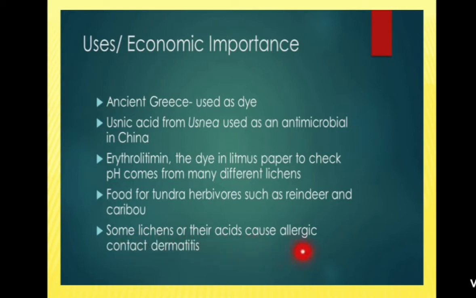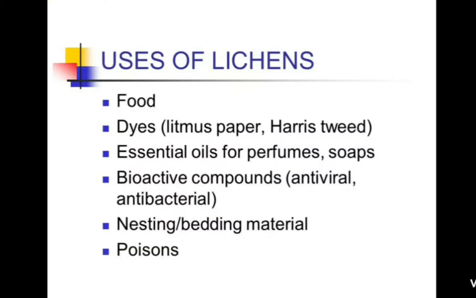Then some lichens and their acids cause allergic contact dermatitis. And some lichens are poisonous. See, lichen is used as food. They are used as dyes, for example in litmus paper. Then some lichens are used for the preparation of perfume. They are also used in soap. Some have bioactive compounds used as antiviral and antibacterial. Then some are used as nesting and bedding material, and some lichens are poisonous.